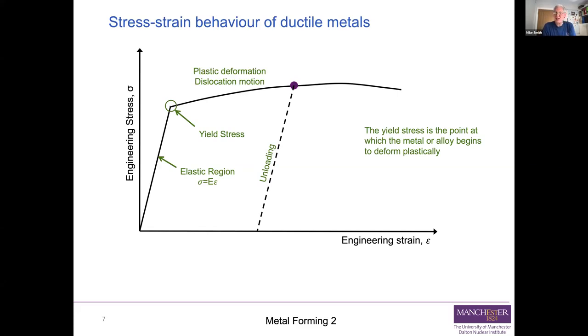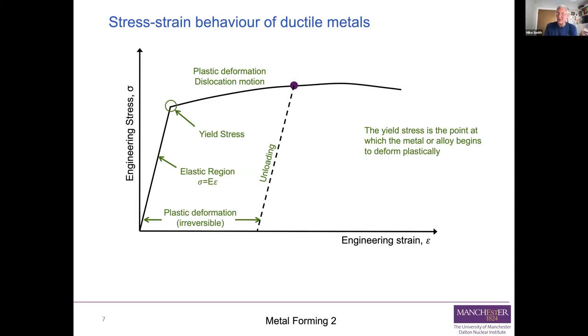So what you've done there is you've relaxed the elastic strain, which was the bit of the deformation which was still pulling the atoms apart. But you can't reverse the dislocation motion just by taking the load off. So you end up with a permanent displacement when you unload. And that is irreversible plastic deformation.